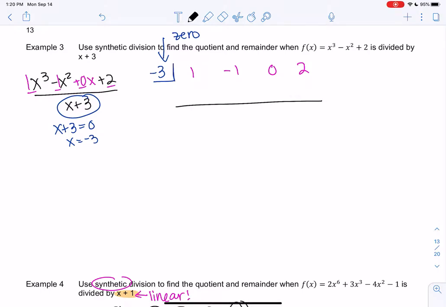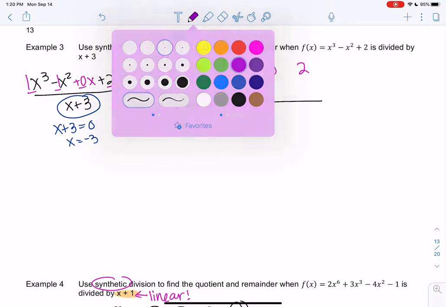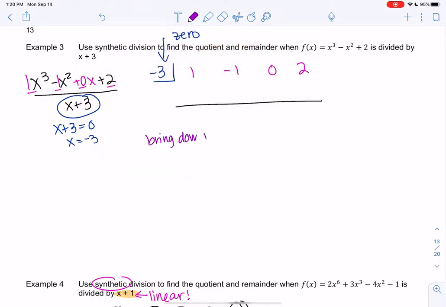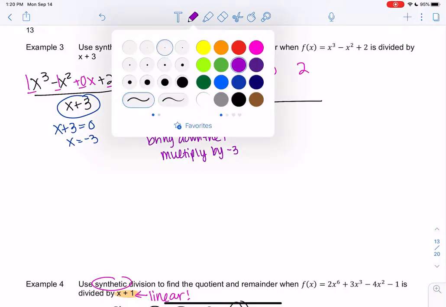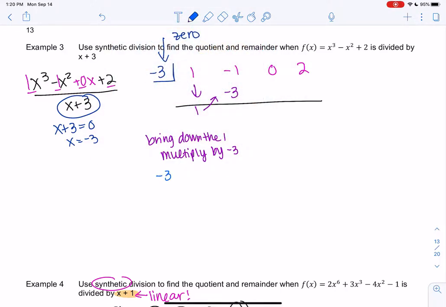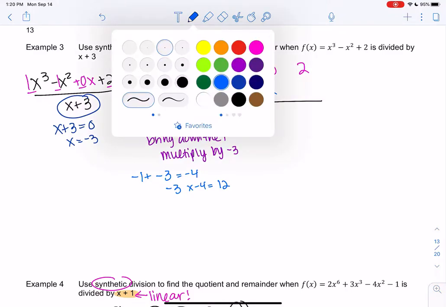So maybe I'll write out the steps on this one if you're not feeling confident yet. If you do feel like you got it, go for it. So we're going to bring down the 1. I'll color code it. And then multiply by negative 3. We're always multiplying by the 0. And that gives me negative 3. And then we'll do this row in blue. And then we do negative 1 plus negative 3 is negative 4. And then we multiply again. So negative 3 times negative 4, which is 12. And continue the pattern.